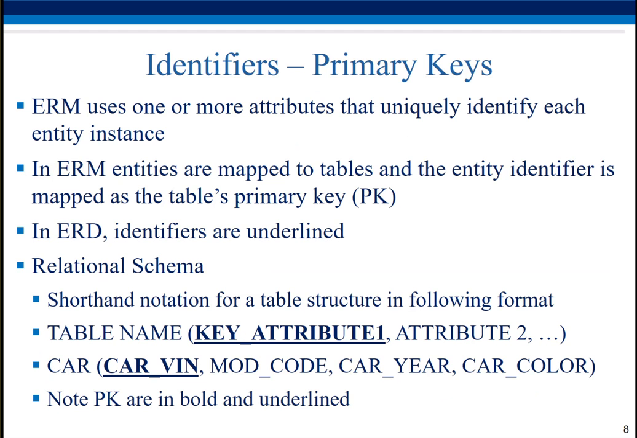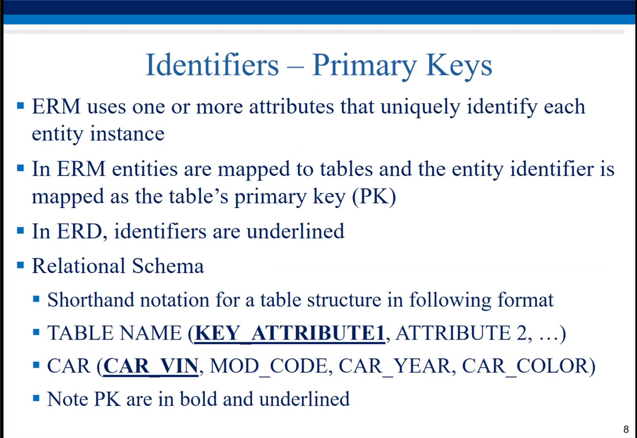For instance, student number 4212: there's only one student 4212, and his last name is this, his first name is this, his GPA is this, his address, and so on and so forth, all the same. And then, of course, entities are mapped to tables, and the identifier is mapped to the primary key. In an ERD, the identifiers are underlined.